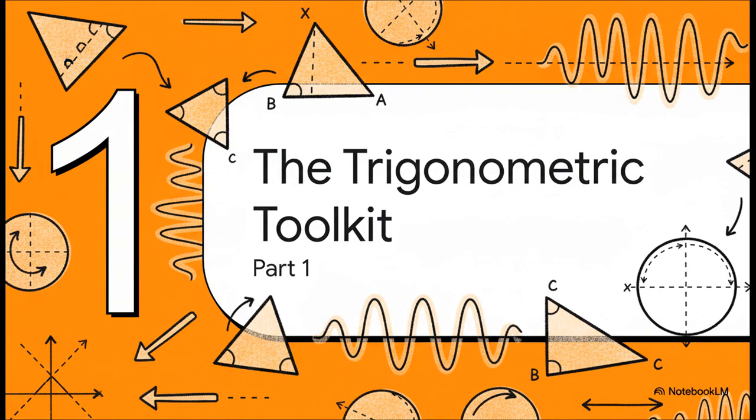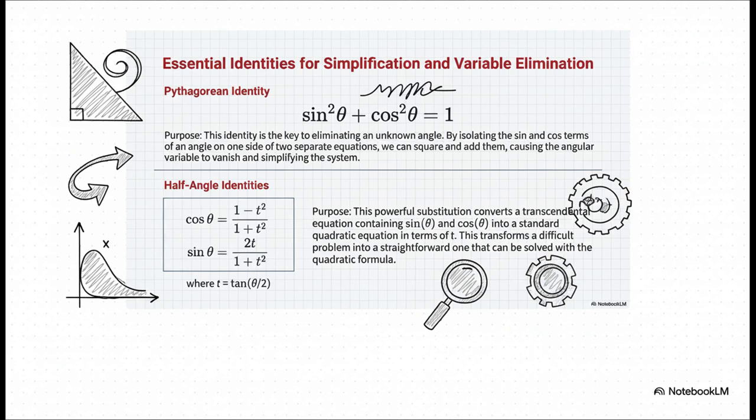Time to open up that first toolkit and get our hands on the trig tools we need to solve these position equations. Now, two identities are the real stars of the show here. First up is the Pythagorean identity. This is our go-to for when we need to get rid of an unknown angle entirely. You just isolate the sine and cosine terms, square them, add them up, and poof, the angle's gone. It cleans things up nicely. Then we have the half-angle identities. These are like a magic wand. They take a really messy transcendental equation, one with sines and cosines all over the place, and they transform it into a friendly quadratic equation that we can easily knock out with the quadratic formula.